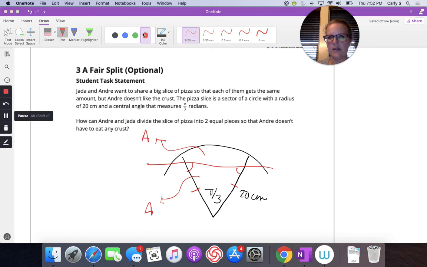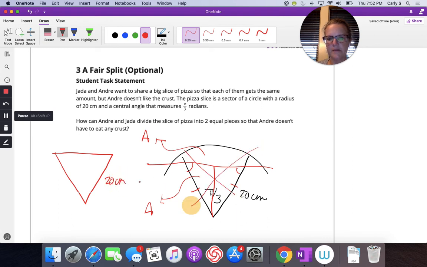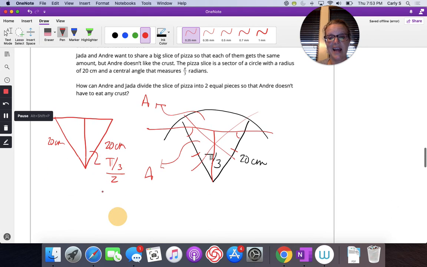All right, let's see if we can do this. So I changed that to blue. We're going to keep the whole thing. Okay, not that picture. 20 centimeters, 20 centimeters. So if we had the area of this, okay, this would be pi over 3 over 2, because we just cut it in half. So that's pi over 6.